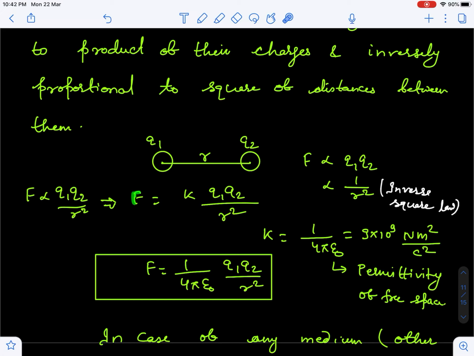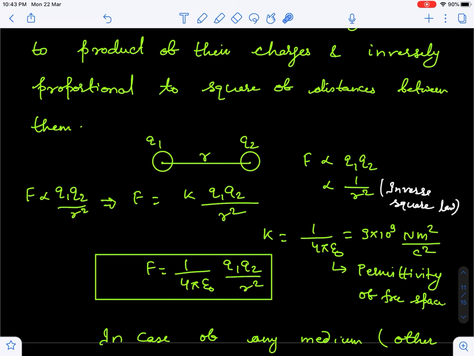So I can write that force is proportional to the product of the charges. I have just combined these two equations. So force is proportional to Q1 Q2 divided by R square. This proportionality constant is K, which I have taken as 1 by 4 pi epsilon naught. Epsilon naught is known as the permittivity of free space, and the entire value 1 by 4 pi epsilon naught is 9 into 10 to the power 9.